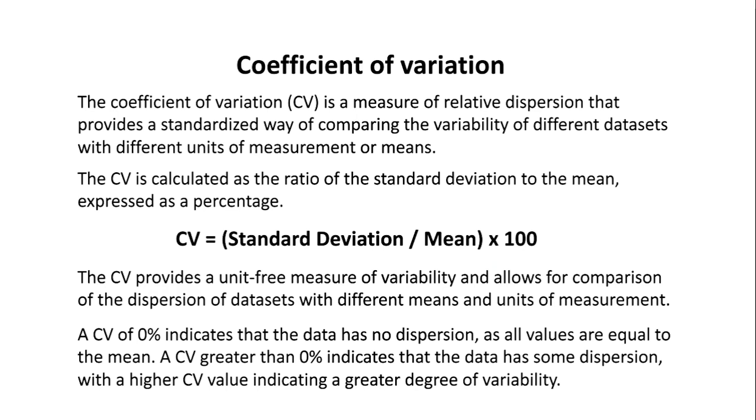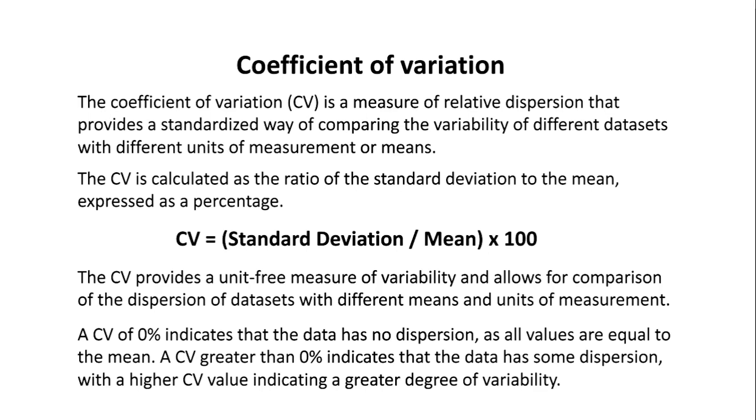Coefficient of variation. The coefficient of variation, CV, is a measure of relative dispersion that provides a standardized way of comparing the variability of different data sets with different units of measurement or means. The CV is calculated as the ratio of the standard deviation to the mean, expressed as a percentage. CV equals standard deviation by mean into 100. The CV provides a unit-free measure of variability and allows for comparison of the dispersion of data sets with different means and units of measurement.